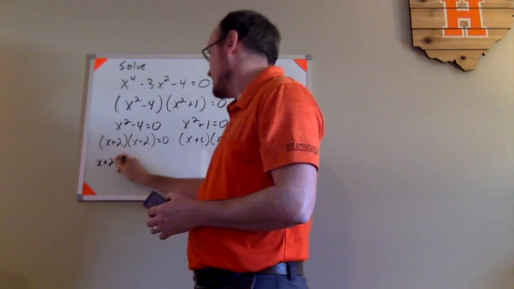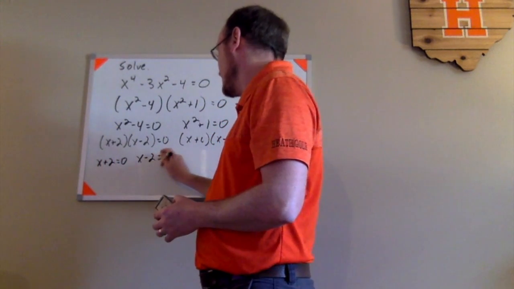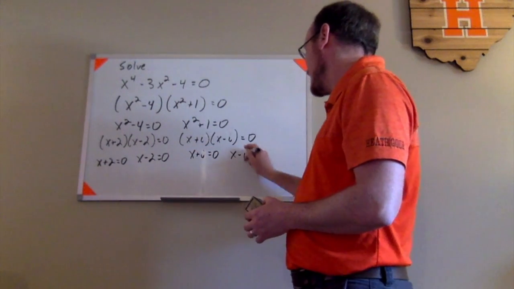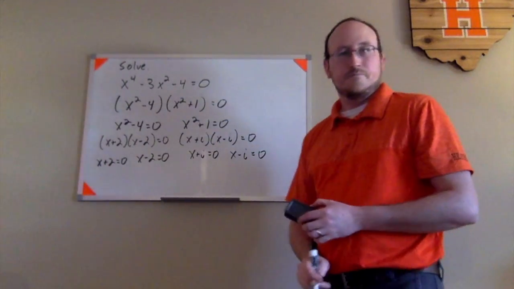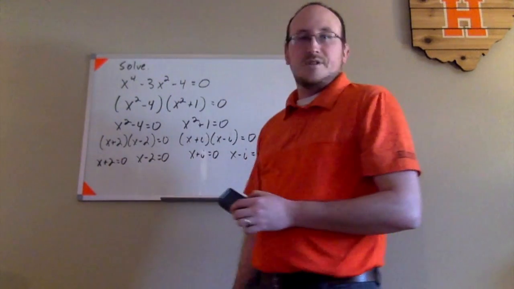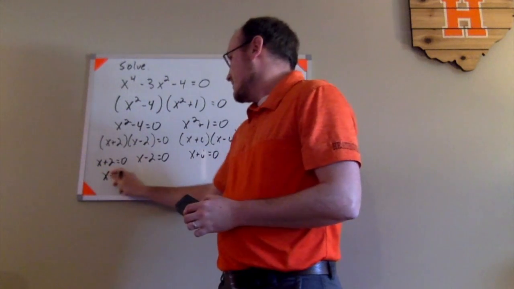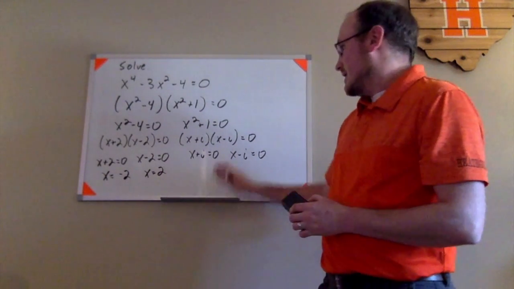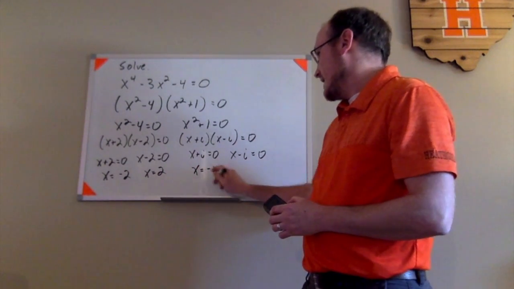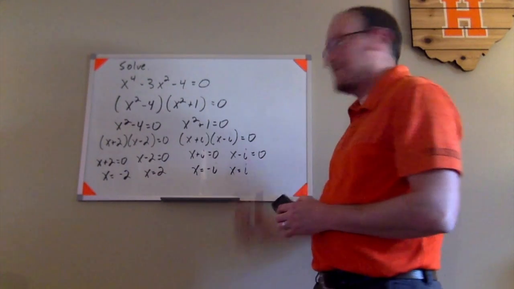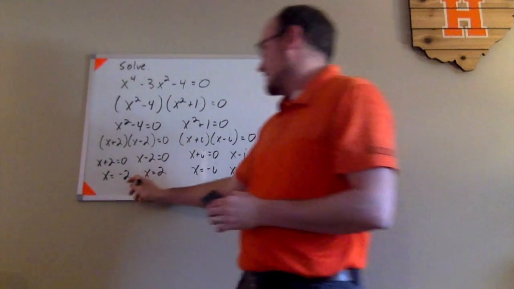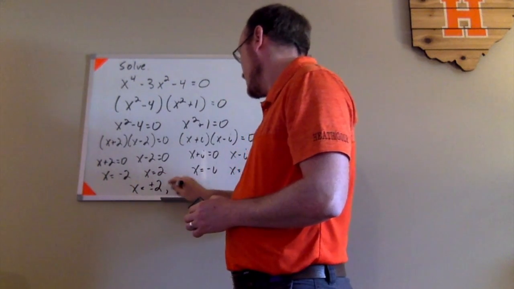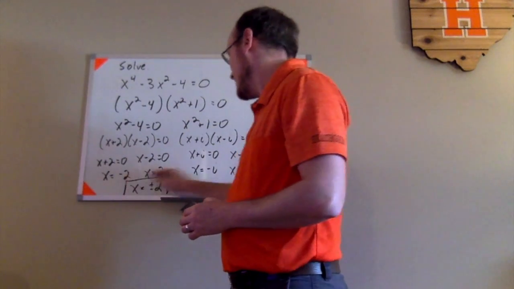So I have x plus 2 equals 0 and x minus 2 equals 0. I have x plus i equals 0 and x minus i equals 0. And solving each of these in one step of algebra, I can get that x equals negative 2 and x equals positive 2. And then over here, I can get that x equals negative i and x equals positive i. I can write this as x equals plus or minus 2 and plus or minus i for my final solution there.